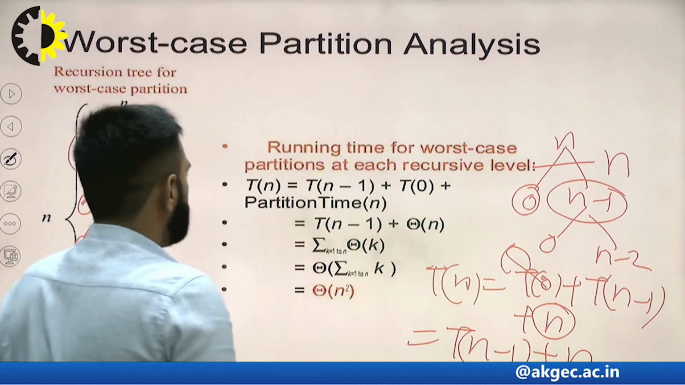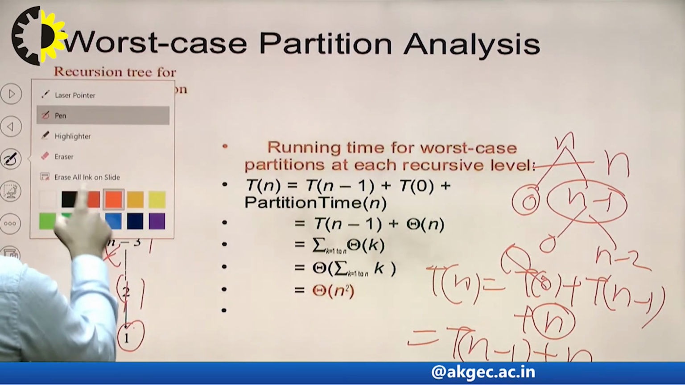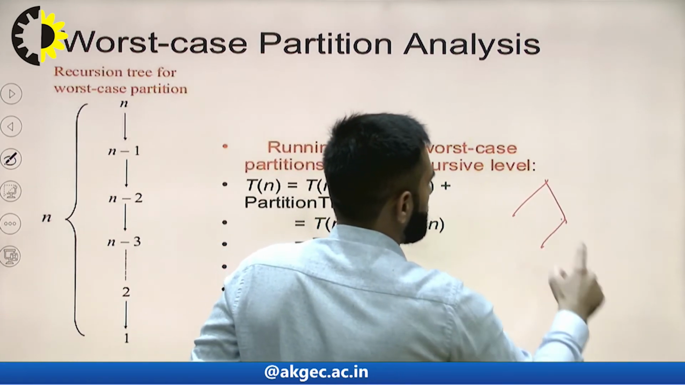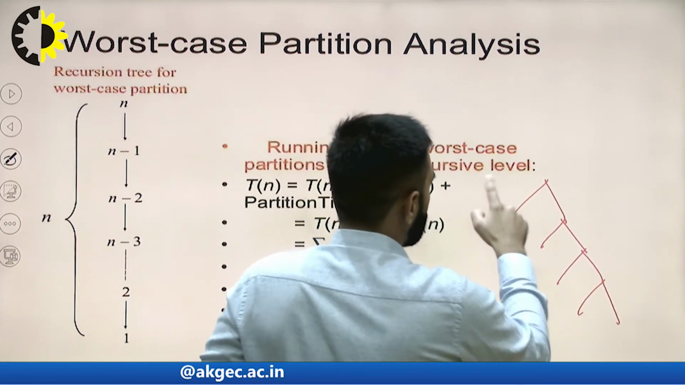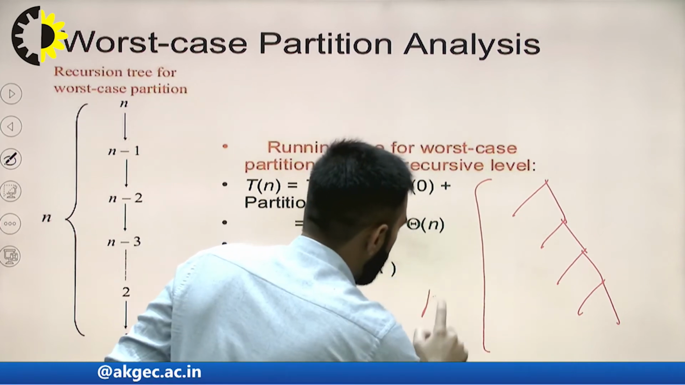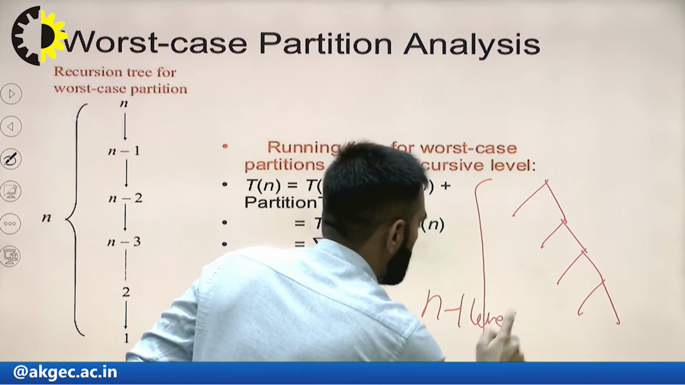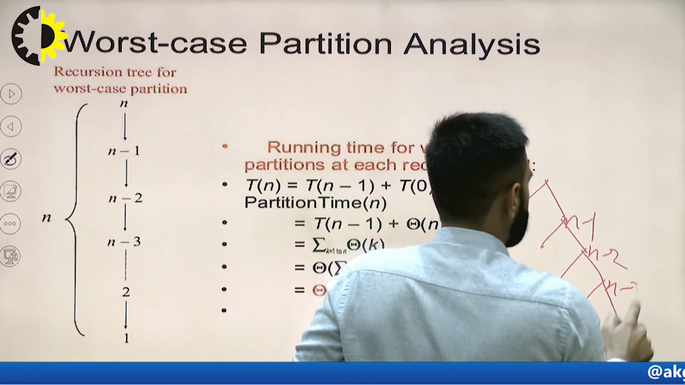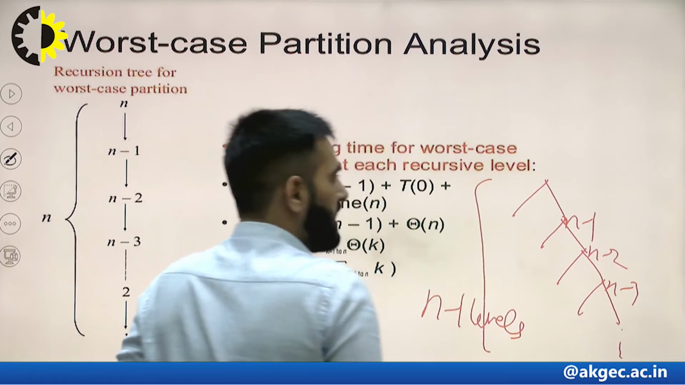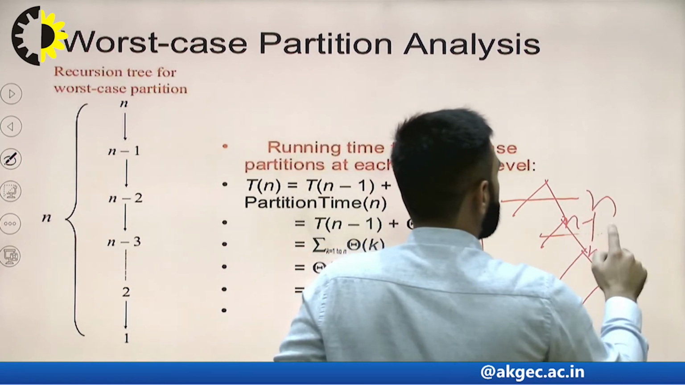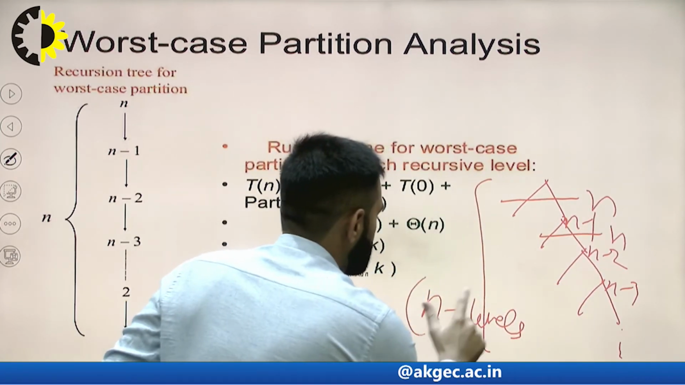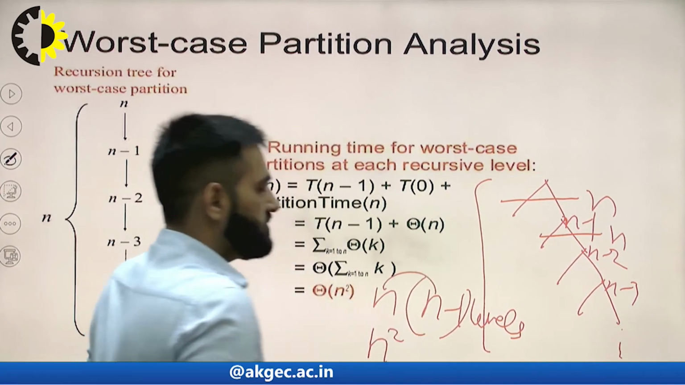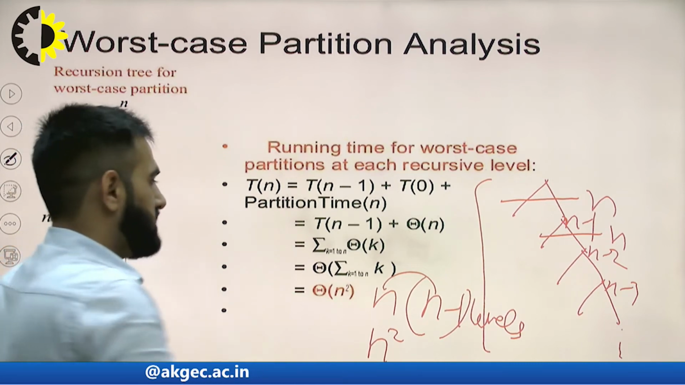So now here is the recursion tree. See, we have close to n-1 levels because every level is n-1, n-2, n-3 up to 1, and the cost of each level is n. So n-1 levels into n. It is n square. The bigger function is n square. So the worst case time complexity is n square.